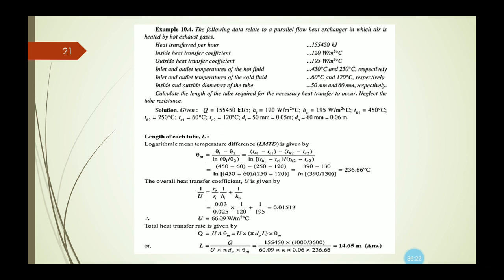Next, the inside and outside diameters of the tube are given as 50 mm and 60 mm respectively. We need to calculate the length of the tube required for the necessary heat transfer to occur, and we can neglect the tube resistance.